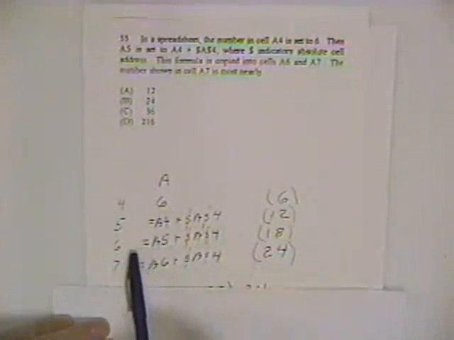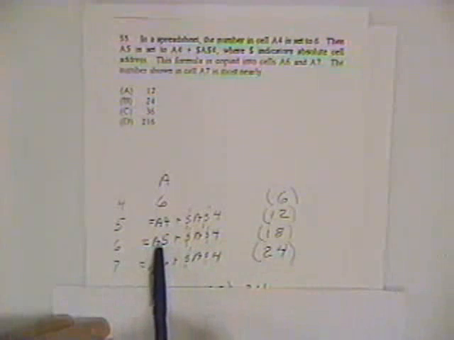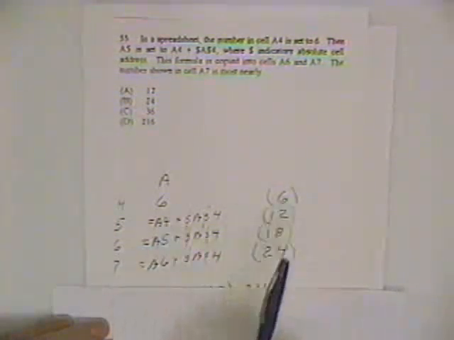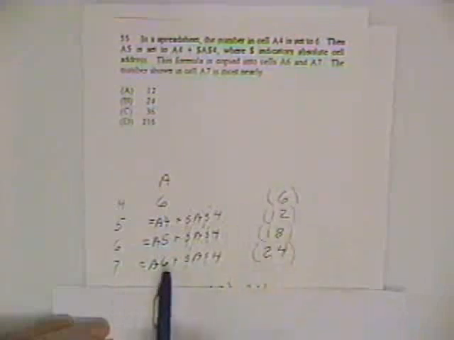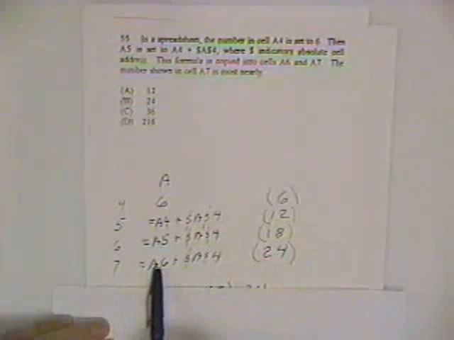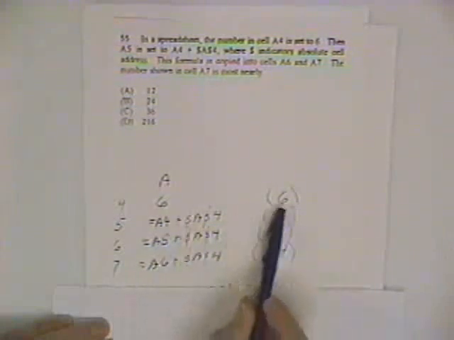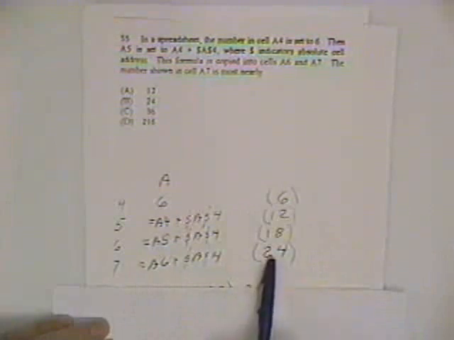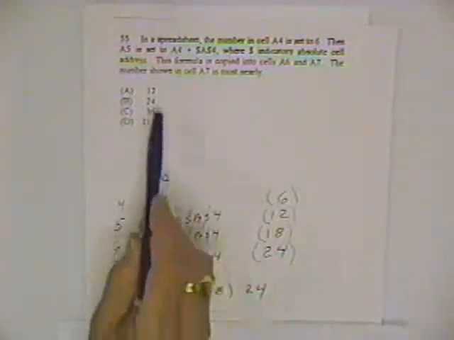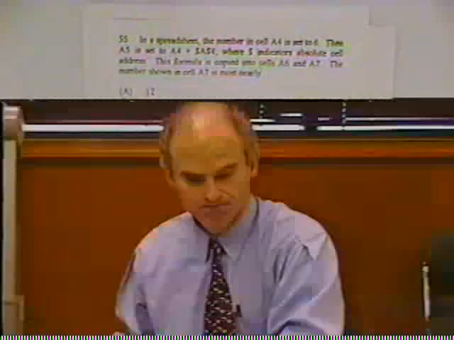So then you can calculate: in cell A6, the value is what's in A5, which we calculated as 12, plus what's in A4, which we calculated as 6, so it's 18. In cell A7, the value is what's in A6, which we calculated as 18, plus the value that's in A4, which we calculated as 6, so it's 24. The answer then would be 24, number B.